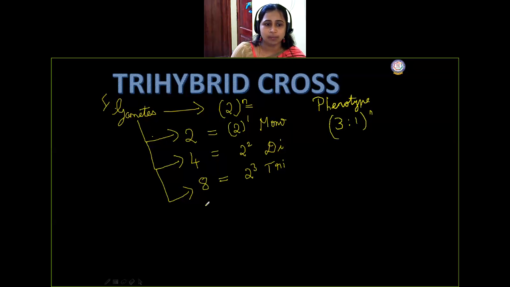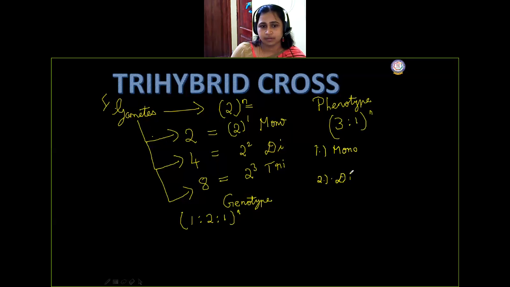Okay, genotype, let me write here. Genotype is nothing but the same common ratio we know in monohybrid, 1 is to 2 is to 1, the whole power n. Always this n indicates the number of contrasting characters. So here, number 1, mono, number 2, di, number 3, tri.